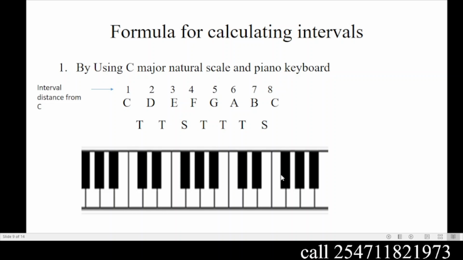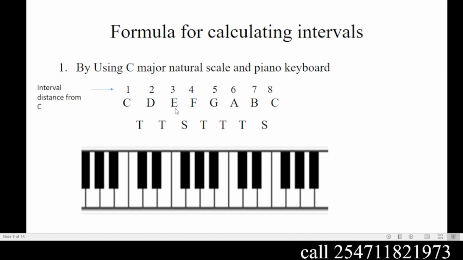From G to F sharp, how many tones are there? So from G to A, that is a tone. G to A is a tone, even here it's a tone. A to B is another tone, so those are the two tones. B to C is a semitone here, so we have 2.5. C to D, that is a tone. Those are 3.5. D to E, another tone, that's 4.5.